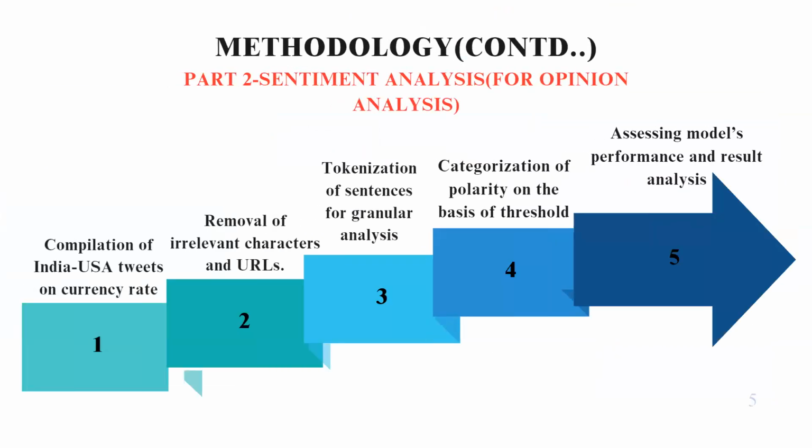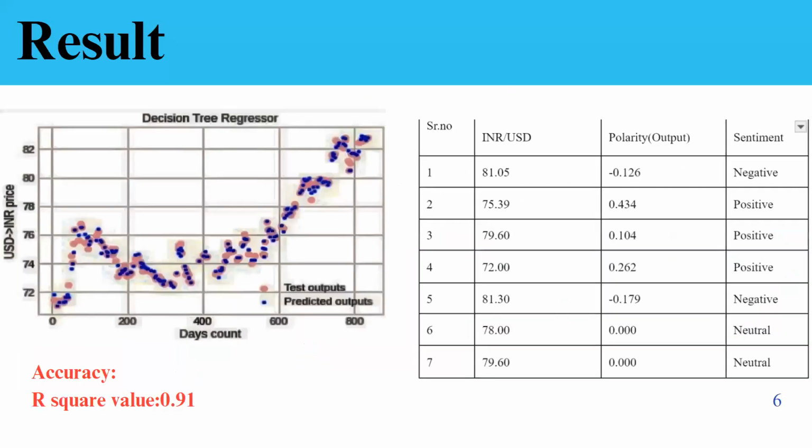The second part was sentiment analysis, which comprised compiling the tweets of India and USA, then removing the irrelevant characters and URLs, further doing tokenization, categorization of polarity, and then assessing the model's performance, and finally doing the result analysis. On the basis of these methodologies, these were the results obtained.